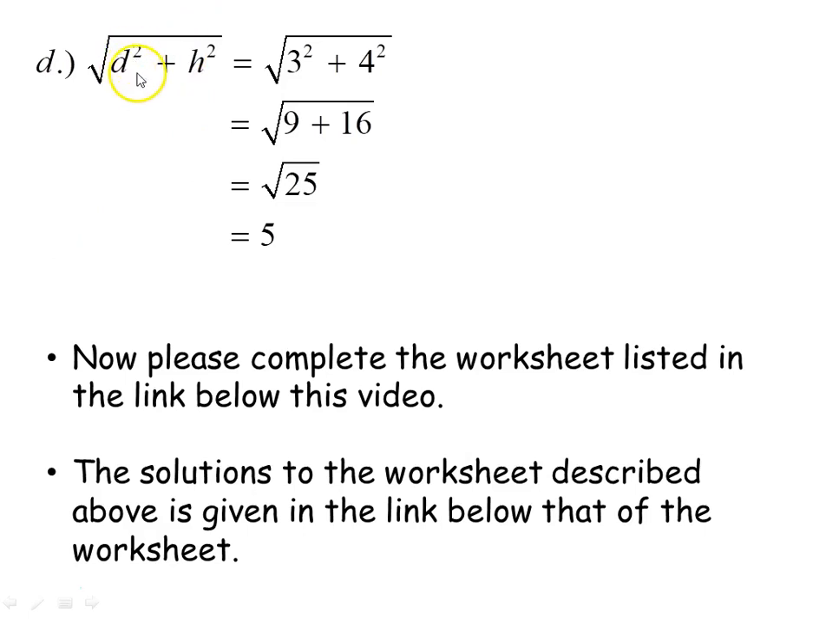The square root of this expression, d squared plus h squared, it gives us a square root of 3 squared. D was 3, and then we square it. Plus h squared, h is 4, then square it, is 16. Square root of 9 plus 16 is the square root of 25. Square root of 25 gives us 5.